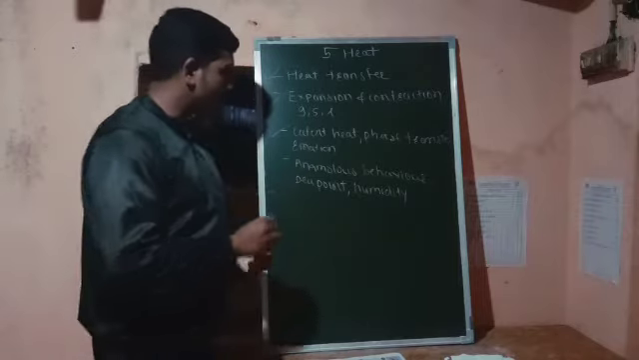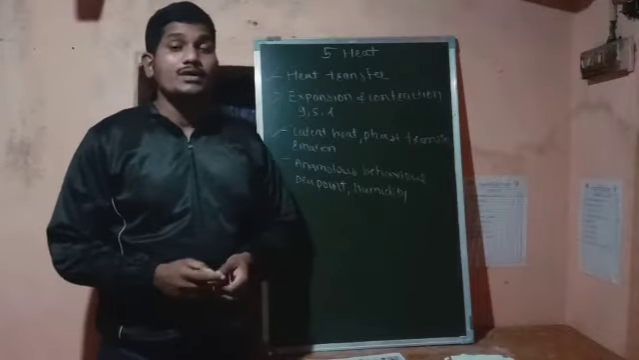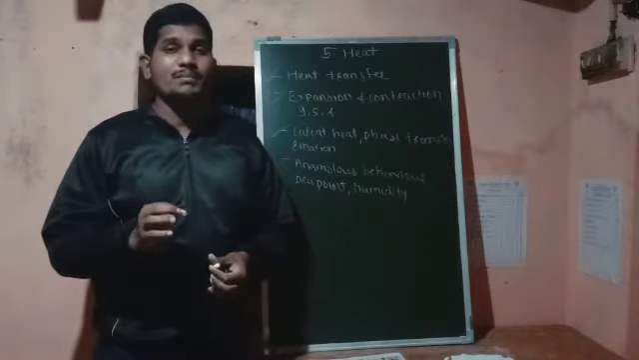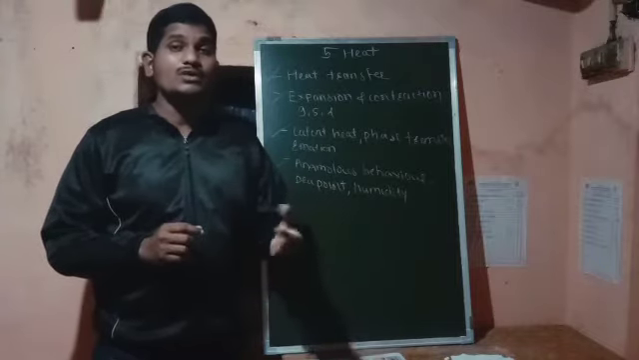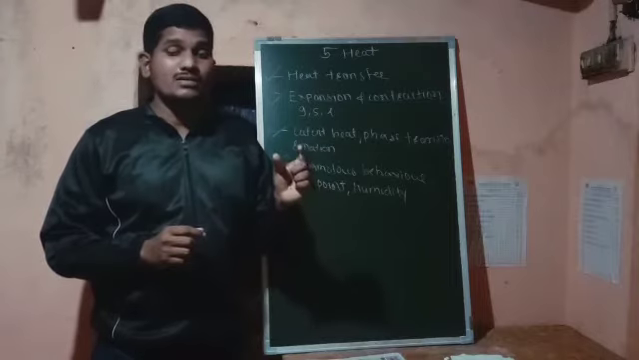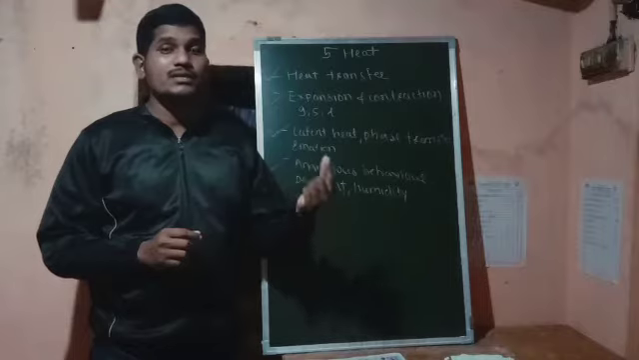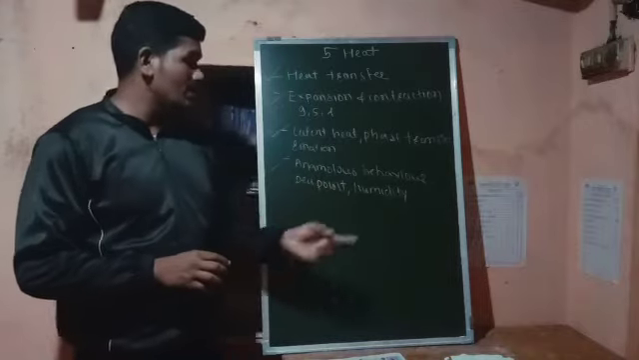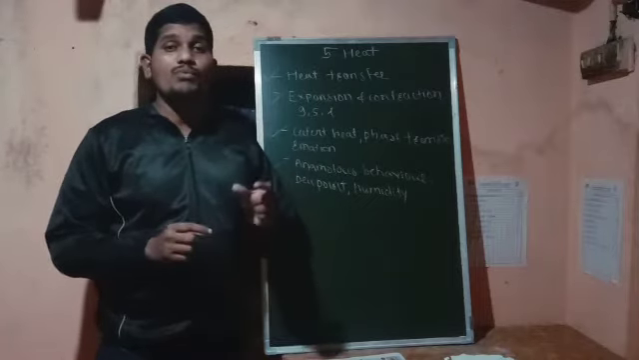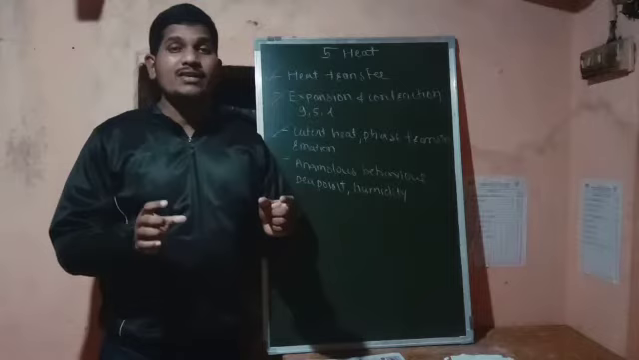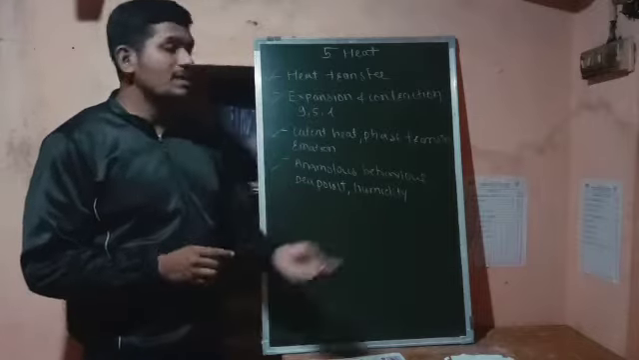After that, we have learned about dew point temperature and humidity. Dew point temperature is that temperature at which the vapors start to convert into liquid. That temperature is called the dew point temperature. Then we have seen humidity, which is the amount of moisture present in the atmosphere or in the air.